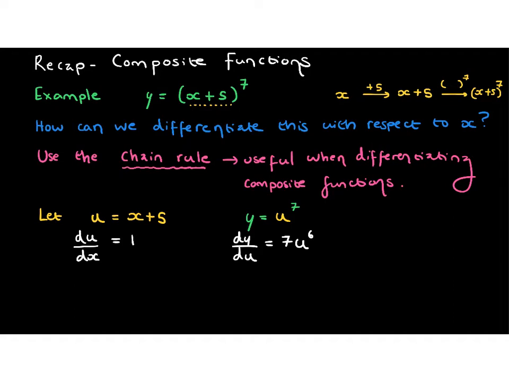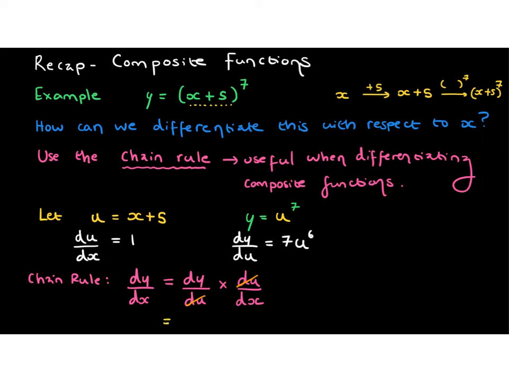Now, the chain rule then tells us that dy/dx, which is what we're actually trying to find, remember we're trying to differentiate the original function y with respect to x, is equal to dy/du multiplied by du/dx. Now, a lot of people like to think of this as being a situation where the du parts cancel here and here. That's not strictly what happens, but it is a way in which some people like to think of this.